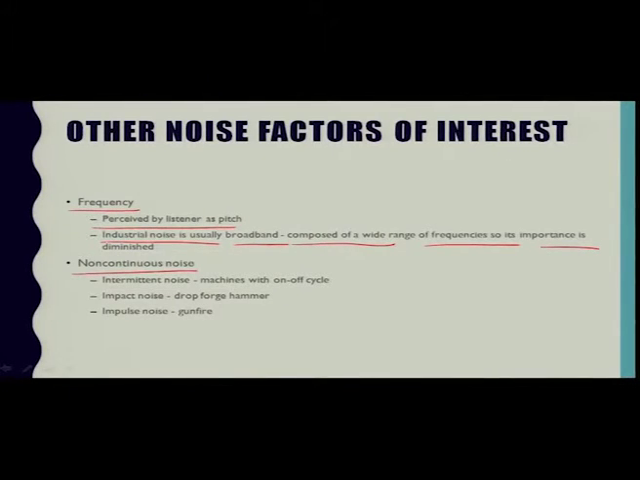Non-continuous noise includes intermittent noise, such as machines with on-off cycles. Impact noise occurs, for example, in the manufacturing industry with a drop forge hammer, and impulse noise in gunfire industries. These are some examples through which you can have an idea of non-continuous noise, and it still makes a large impact on the workers working in the surroundings.